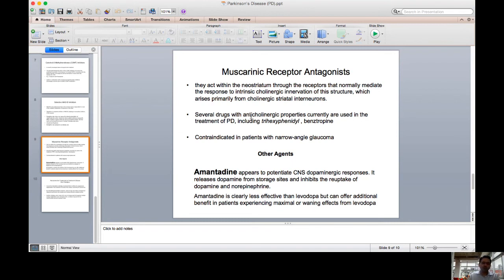Okay. Now, other agents, that is amantadine. These are not related to any category, but they are showing effects. Amantadine, we must have studied in our antiviral chapters as well in the previous year. It appears to potentiate CNS dopaminergic responses. It releases dopamine from storage sites and inhibits the reuptake of dopamine and norepinephrine. Amantadine is clearly less effective than levodopa, but can offer additional benefits in patients who experience maximal or waning effects with levodopa, which we studied as the wearing off effect. It may be useful in treating those effects.